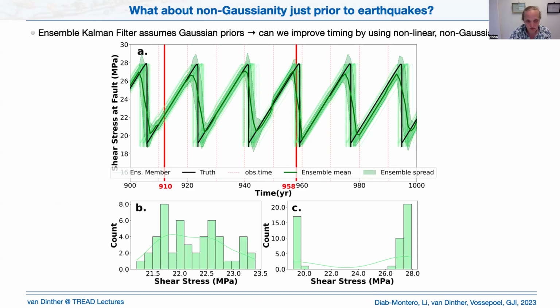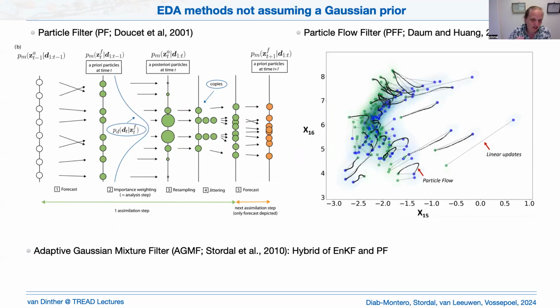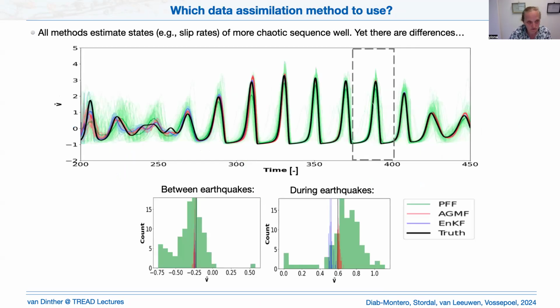That's where the weather forecasting people got really enthusiastic, and we can improve, we can do some things. It's more nonlinear, more non-Gaussian, that's great. One of the things they suggested to use was particle filter methods. In the interest of time, I won't go into it too much, but just know that you don't assume a Gaussian prior anymore, so your updates can flow and can be curved as well. And then there is a new filter called the adaptive Gaussian mixture filter, essentially a hybrid between the Ensemble Kalman filter and the particle filter.